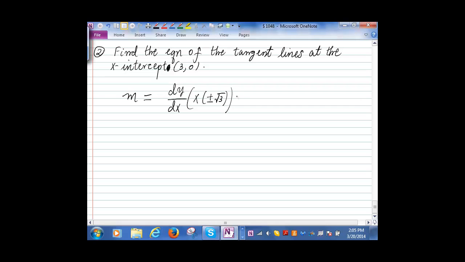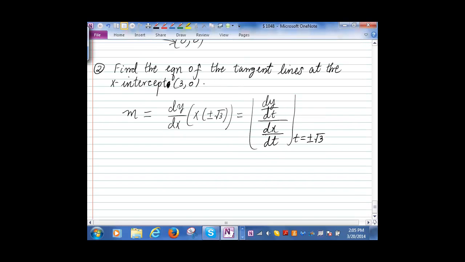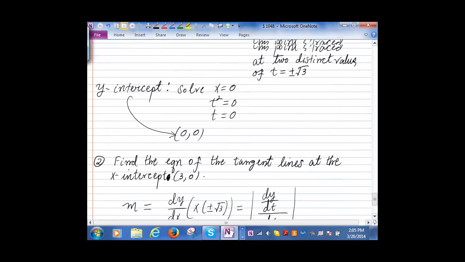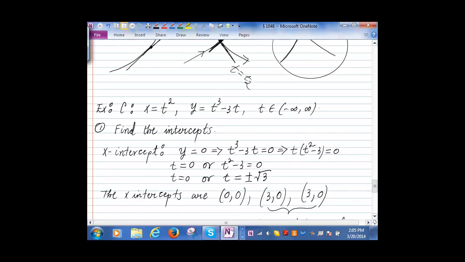So my formula says this is dy dt divided by dx dt. And then after I find this ratio, I have to evaluate the ratio at plus or minus root 3, right? So then, what is this quantity? Well, what is dy dt? You guys have the y function, right? What is dy dt?